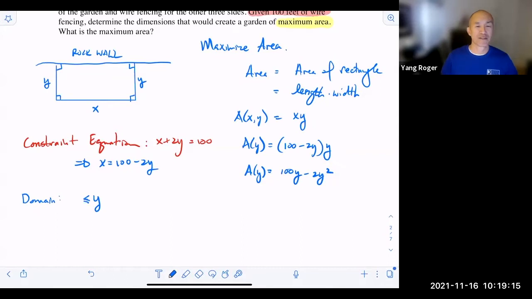So a lot of times the two endpoints give you what I call degenerate cases. Degenerate means like it's not a normal case.